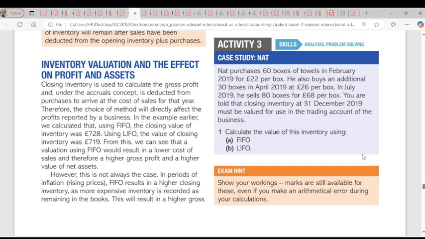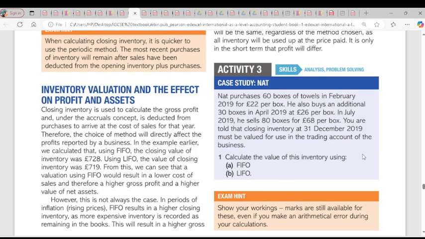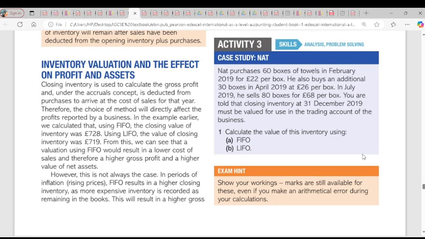Good. So we go on to activity 3. They said Nat purchased 60 boxes of towels in February 2019 for 22 per box. He also buys an additional 30 boxes in April 2019 at 26 per box. In July 2019, he sells 80 boxes for 68 per box. You are told that the closing inventory at 31 December 2019 must be valued for use in the trading account of the business. Calculate the value using FIFO and LIFO.